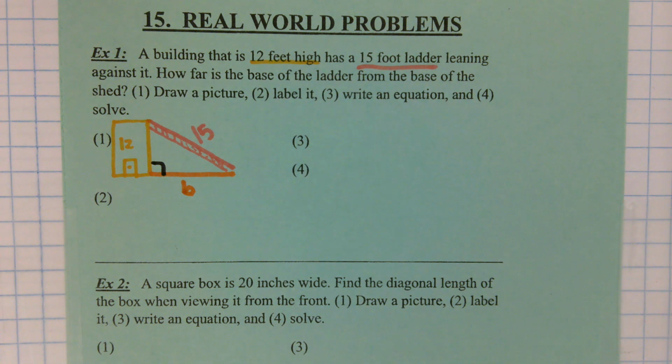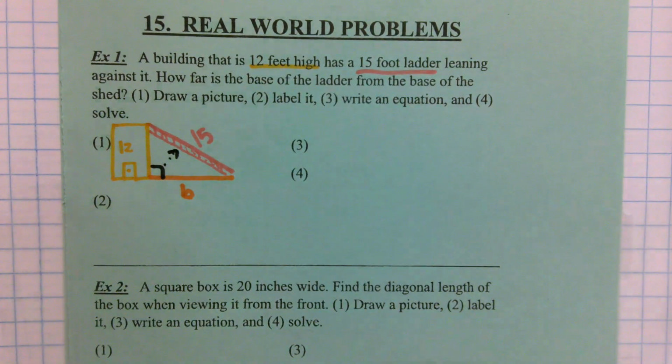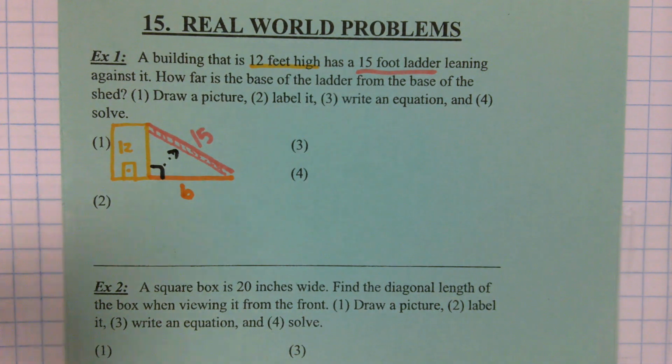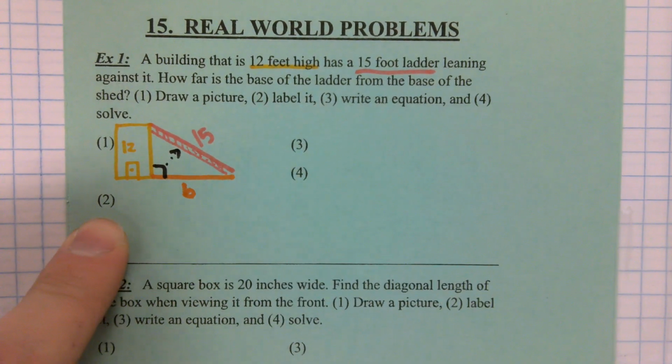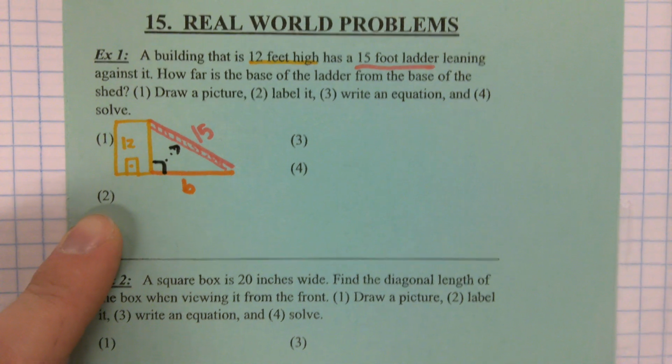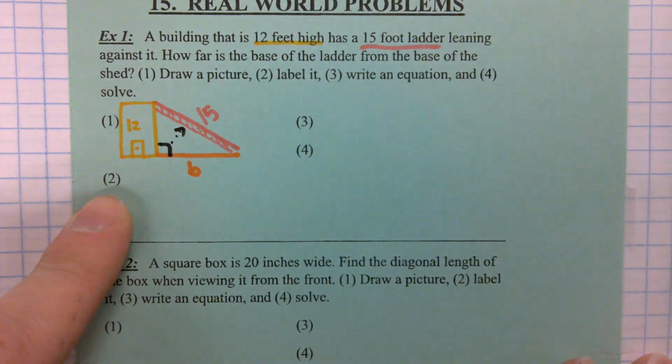Which of these 3 sides is my hypotenuse? Is it the base, is it the building, or is it the ladder? The ladder. The ladder, of course. How can we tell the ladder is my hypotenuse? Directly across from my right angle. That's right. So we drew the picture. We labeled it with our numbers. Let's write an equation. Does anyone want to help me write this equation real quick? Anyone want to take a shot at it? Aline, go for it. I believe in you.